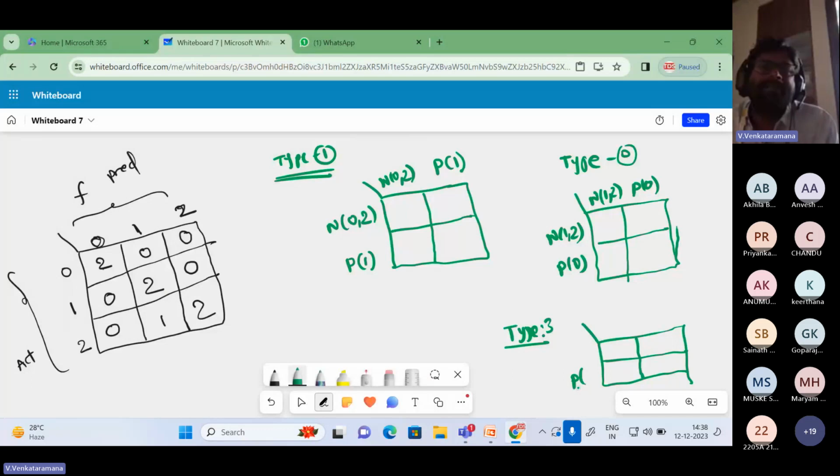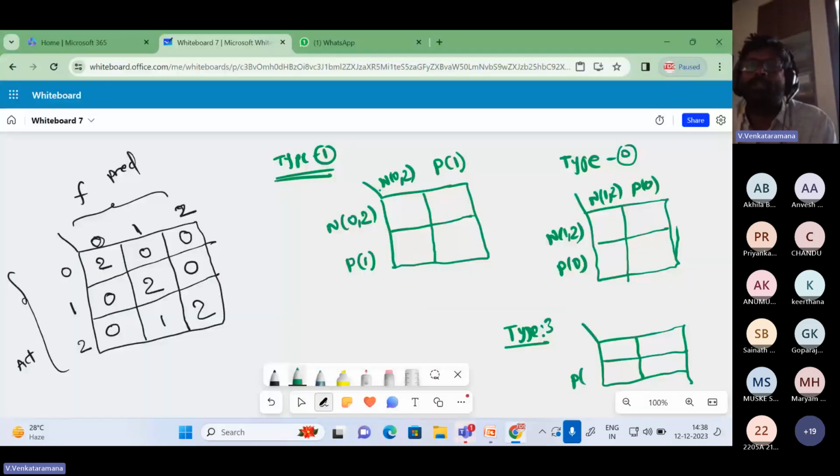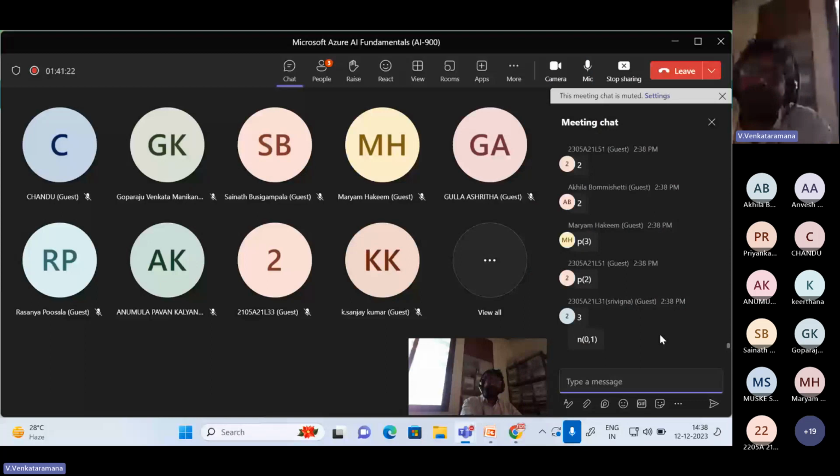See, for the type 1 penguin, if you want to create a confusion matrix, positive is 1, P of 1. And for type 0, positive is 0, P of 0. For type 3, what is the positive representation? 3, right? It's a P of 3. And what about the negative? What can I write in the bracket for the negative? Yes, very good. L31, Sri Vigna, thank you. So it is 0, 1, very good, 0 and 1.